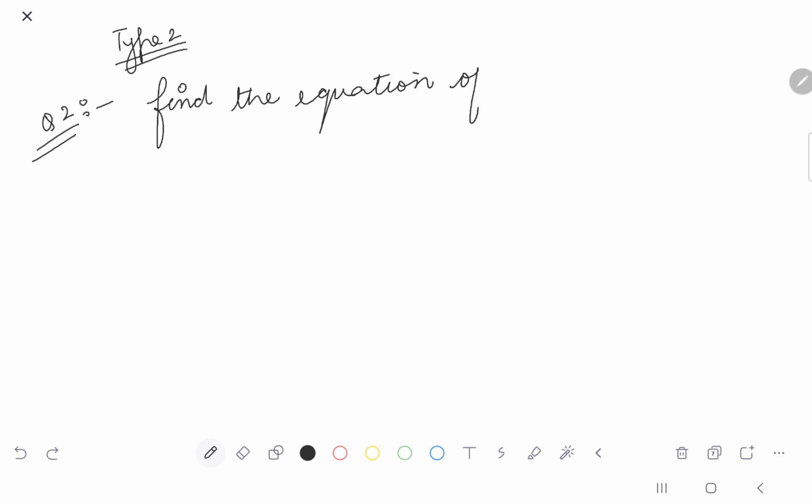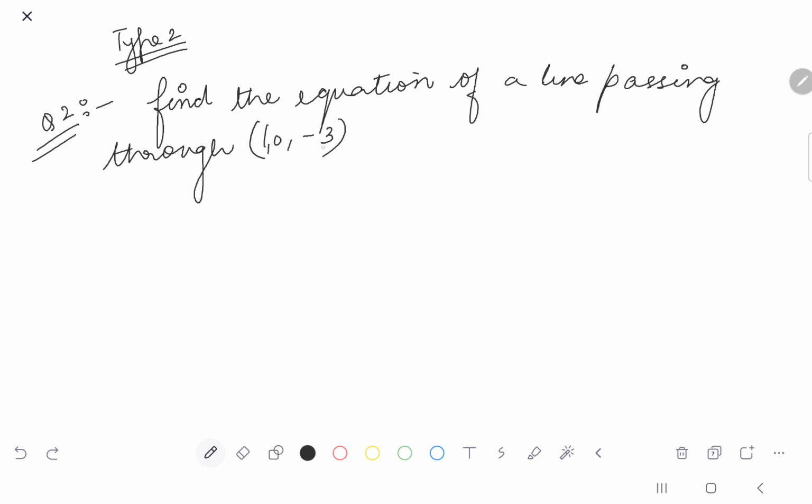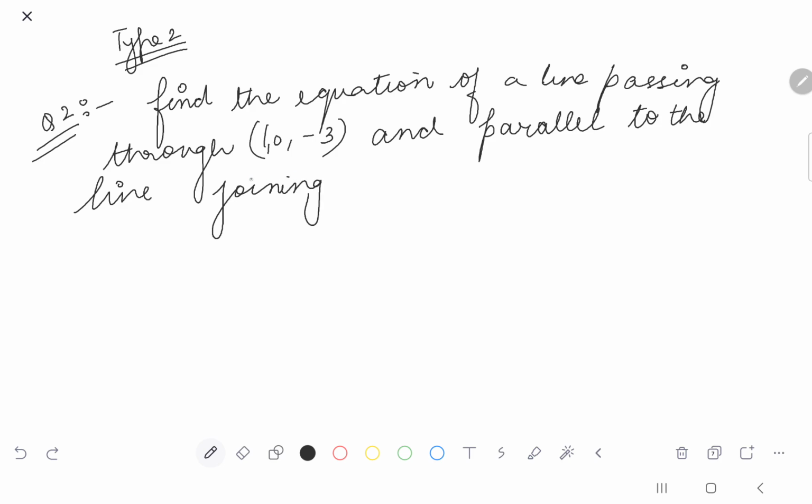Find the equation of a line passing through (1, 0, -3) and parallel to the line joining (7, 6, 8) and (-1, -3, 4).